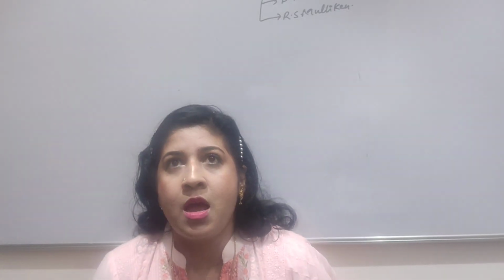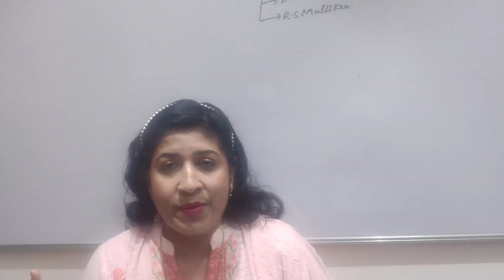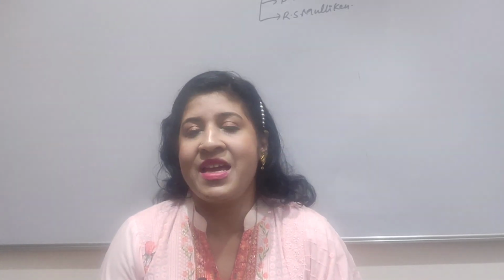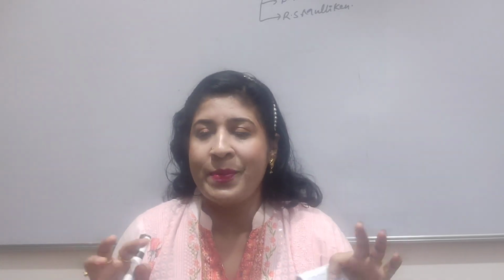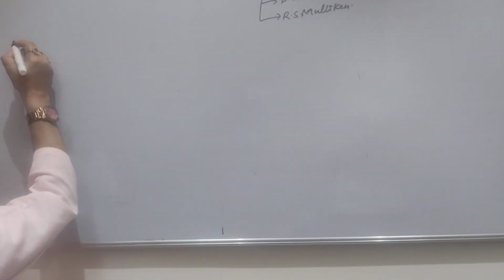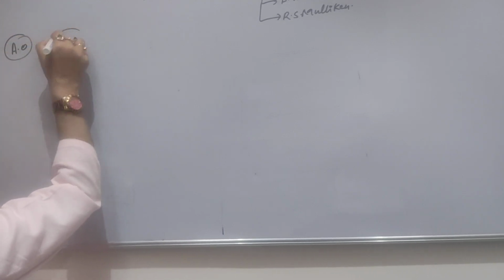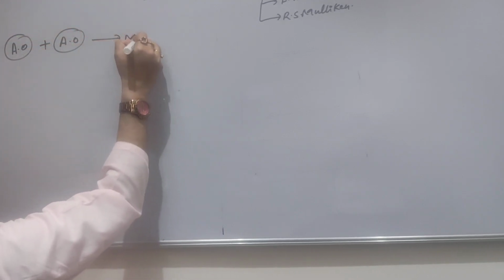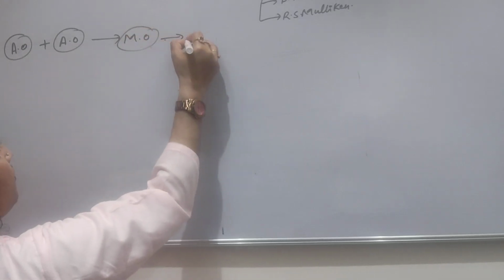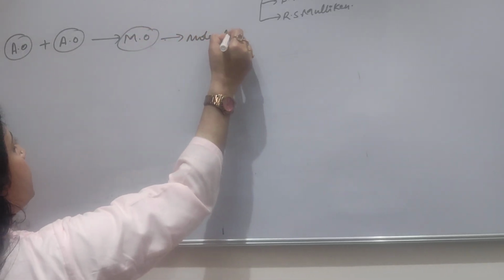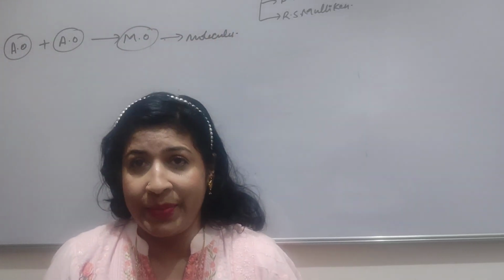Of course. So what is molecular orbital theory? When two atomic orbitals combine together to form a molecular orbital, then it is known as molecular orbital theory. Two atomic orbitals combine together. So what's happening here is there is an atomic orbital which combines with another atomic orbital, and it forms a molecular orbital which further forms molecules. This is known as molecular orbital theory.